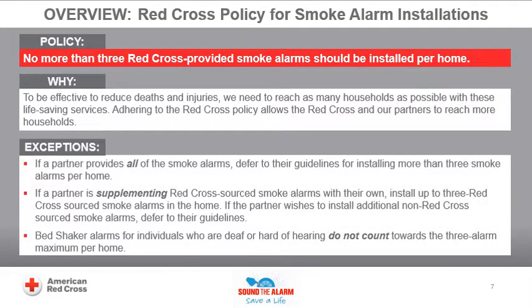Exceptions: if a partner provides all of the smoke alarms, defer to their guidelines for installing more than 3 smoke alarms per home. If a partner is supplementing Red Cross sourced smoke alarms with their own, install up to 3 Red Cross sourced smoke alarms in the home. If the partner wishes to install additional non-Red Cross sourced smoke alarms, defer to their guidelines. Bed shaker alarms for individuals who are deaf or hard of hearing do not count towards the 3-alarm maximum per home.